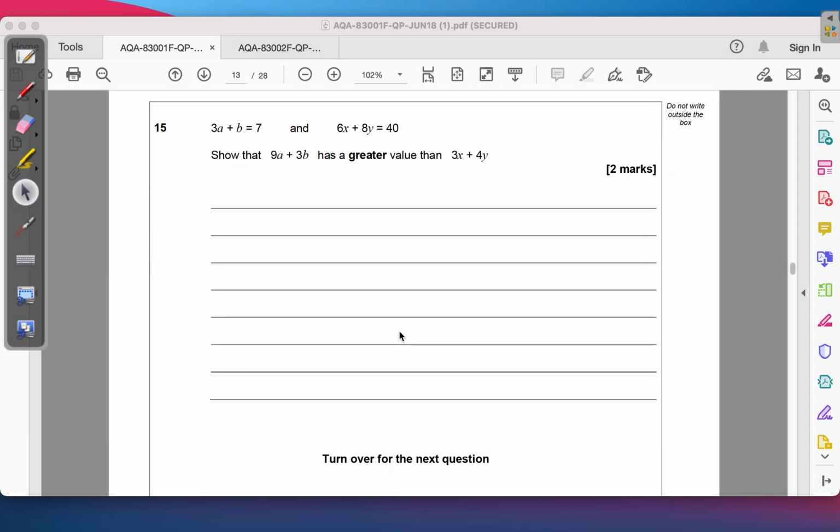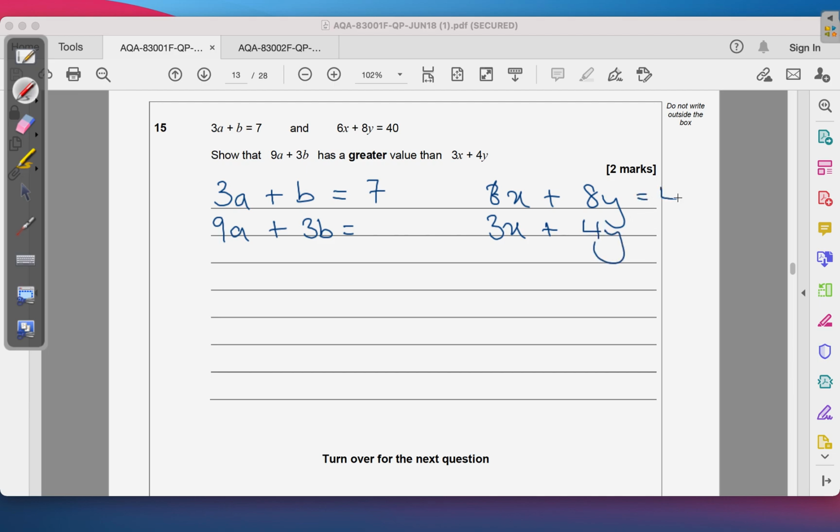So 3a plus b is equal to 7, and 6x plus 8y is equal to 40. Now, we need to show that 9a plus 3b has a greater value than 3x plus 4y. Now, this might not be immediately obvious what you have to do. So if you just write them out like this, 9a plus 3b, 6x plus 8y, and 3x plus 4y, that's equal to 40.